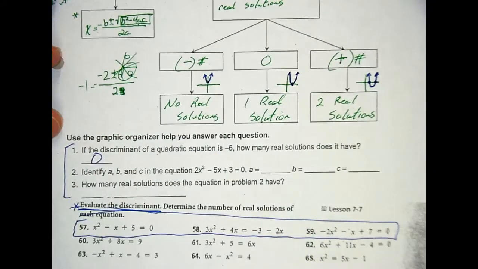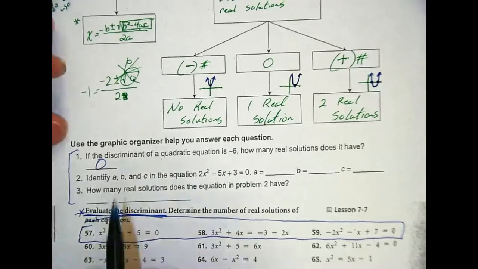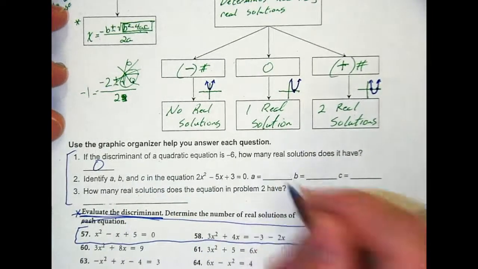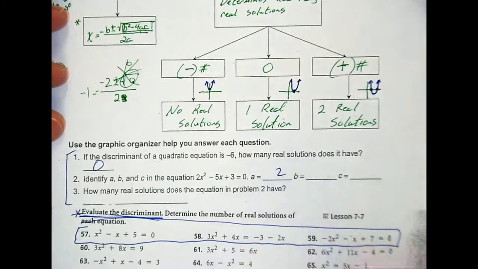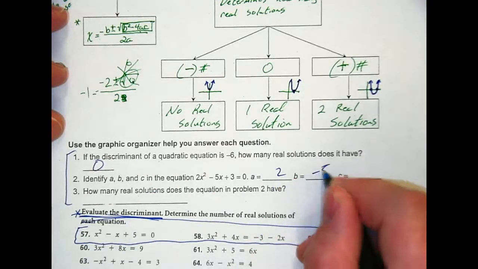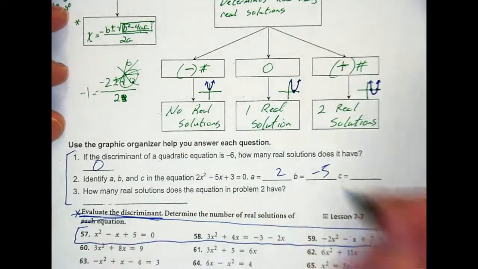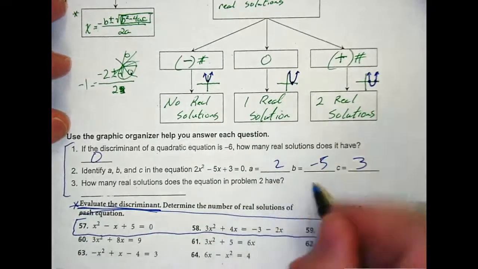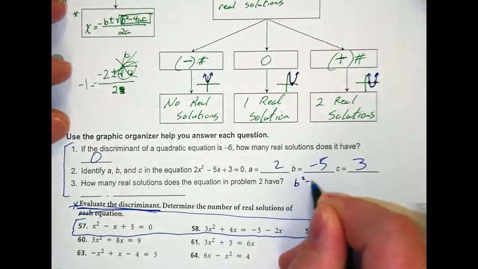All right. Identify A, B, C in this equation. Well, what is A? 2. What is B? -5. And C? 3. Good. Okay, how many real solutions does that have? Well, we have b squared minus 4ac. How many?